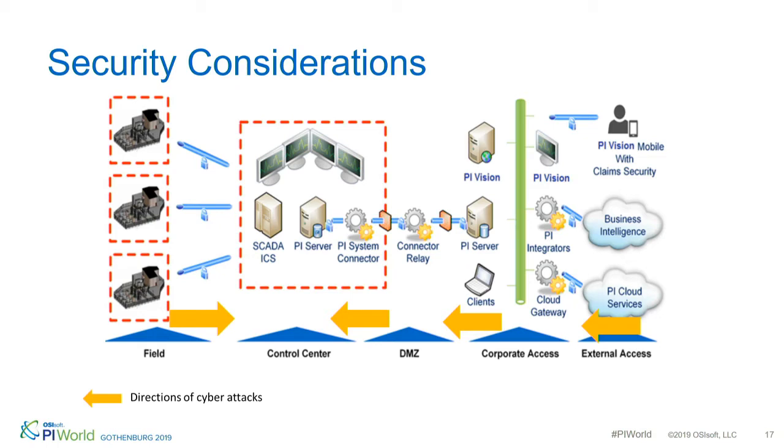So on this picture, we can see the standard architecture with multiple layers. We have a field network where our plants and also all the equipment is operating, and the control center where we have all the SCADA systems. Then instead of going directly from the control center network to the corporate network, they are divided via the DMZ network. We will talk about the DMZ, the demilitarized zone network, on the next slide.